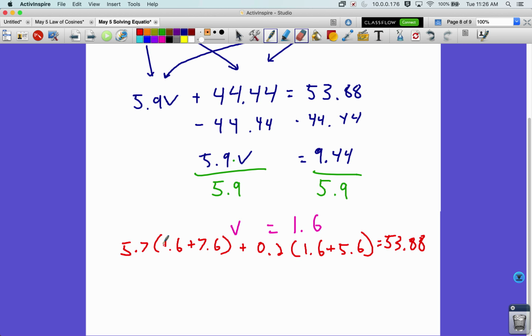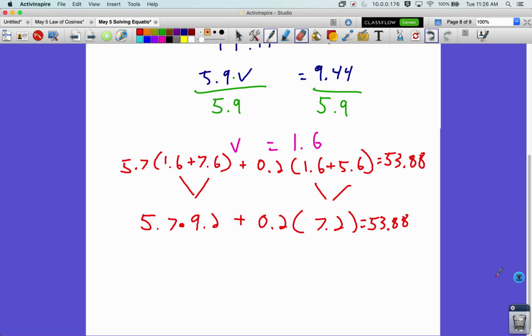Combine what's inside the parentheses. Now these are like terms, so I don't need to distribute anymore. These can just be combined. And this is now 5.7 times 9.2 plus 0.2 times 1.6 plus 5.6, 7.2. I can either write my multiplication like this with a dot or just leave the parentheses. Both mean multiply.